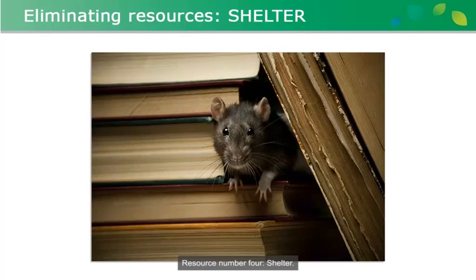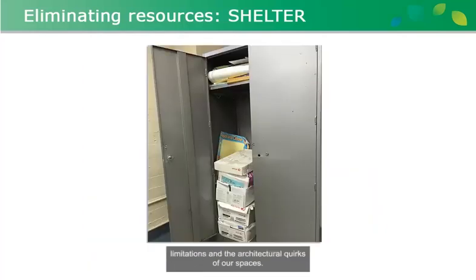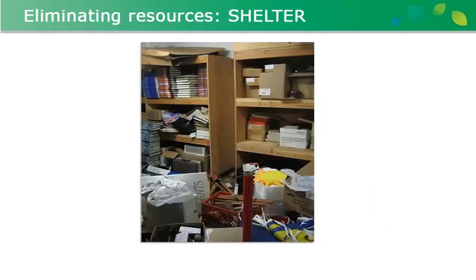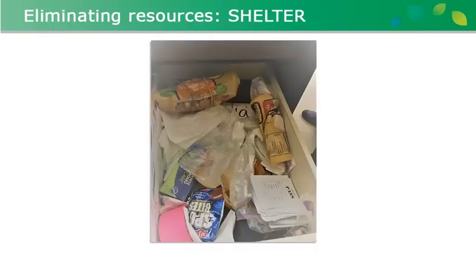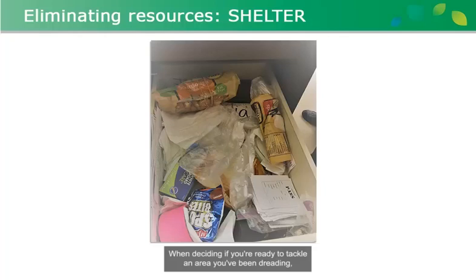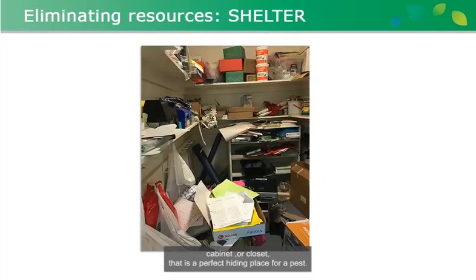Resource number 4, shelter. Shelter can be difficult because we often have little control over storage limitations and the architectural quirks of our spaces. Sometimes clutter can get a little out of hand and items can get stuffed in a drawer and forgotten about. When deciding if you're ready to tackle an area you've been dreading, remember this. If you can't easily access the back of a messy drawer, cabinet, or closet, that is a perfect hiding place for a pest. Think about these tips to eliminate shelter.